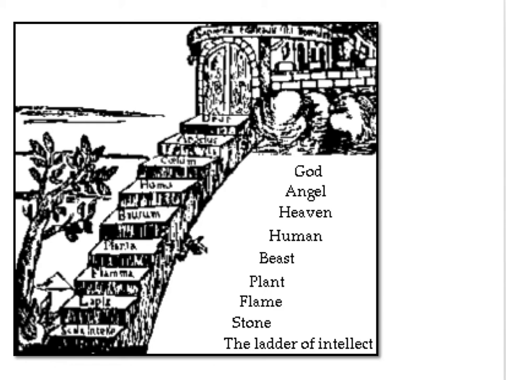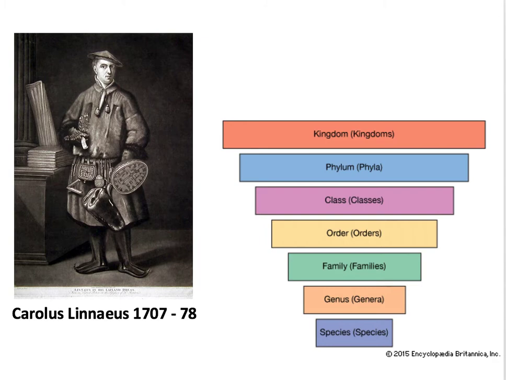The limitation to this type of classification is that it really didn't capture the diversity that people were seeing around them. So that is when Carlos Linnaeus comes along and develops a classification system based on internal and external structure, and ended up fitting a good bit of the diversity into this classification system that we still use today. We classify organisms following the Linnaeus classification system.